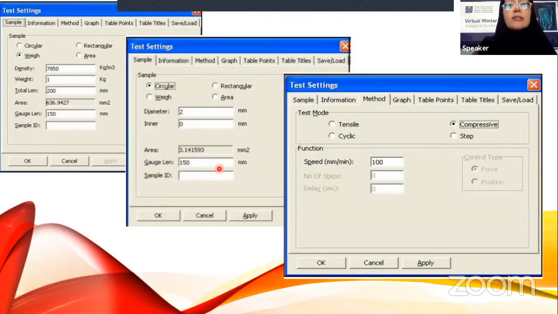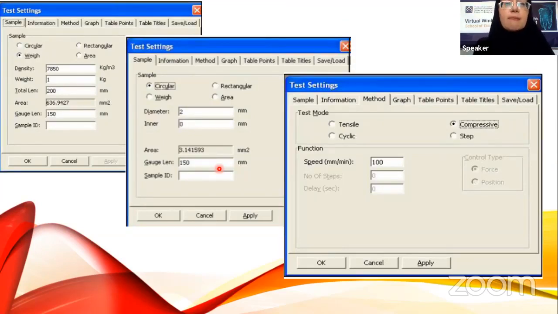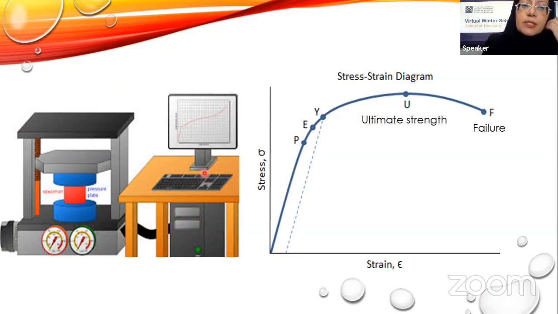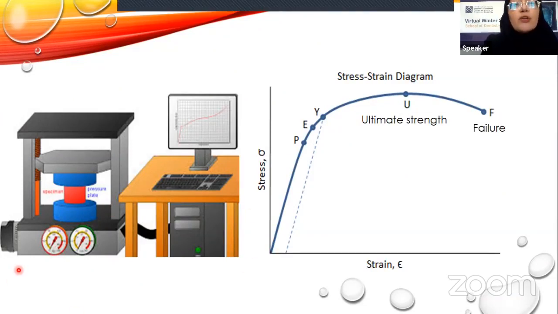Before testing, the software of the universal testing machine asks us different questions. We have to indicate the geometry and the dimensions of the specimen, and also the direction of force. For example, we may want the compressive direction, or maybe the tensile direction. The output of the universal testing machine is a diagram, a curve like this.